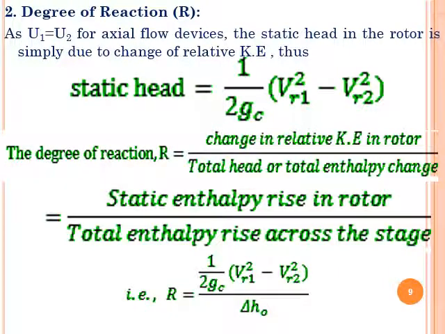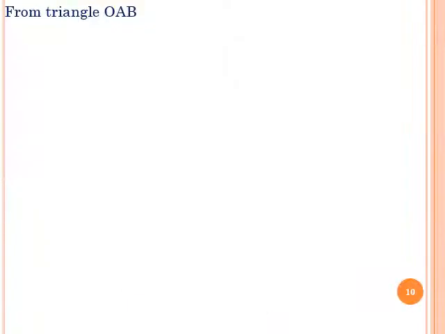So for that reason, the degree of reaction is given by R is equal to the static head, given by 1 by 2 Gc (Vr1 square minus Vr2 square), over the total enthalpy rise across the stage, given by delta H naught. Now, from the velocity triangle OAB, according to Pythagoras theorem, OA square is equal to AB square plus OB square.